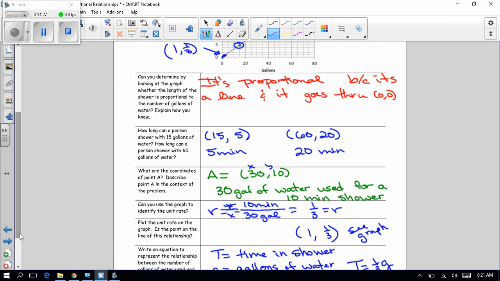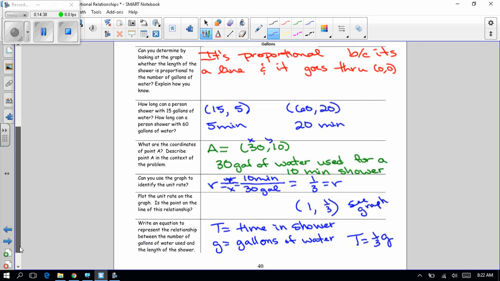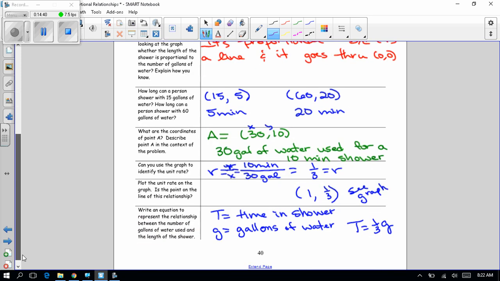I'm going to use the letter R for unit rate. R for rate just kind of makes sense to me. Put that on the graph. So on the graph, that is the point 1, 1/3. Okay? So if I go up there, you can see it on the graph. I put that little dot on there. It's really hard to see.